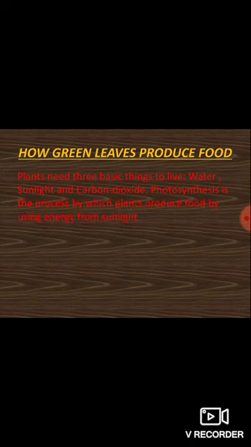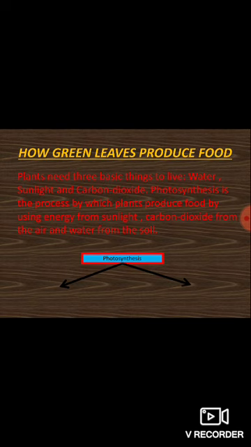Now, how green leaves produce food? Plants need three basic things to live: water, sunlight, and carbon dioxide. Photosynthesis is the process by which plants produce food by using energy from sunlight, carbon dioxide from the air, and water from the soil. The word photosynthesis is made of two words, photo and synthesis. Photo means light, synthesis means putting together.